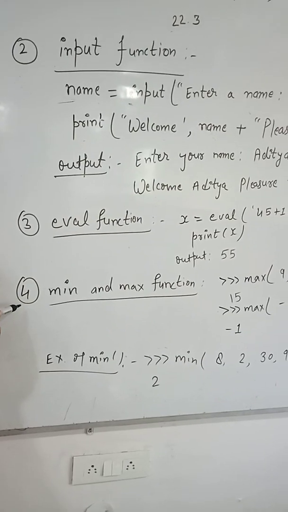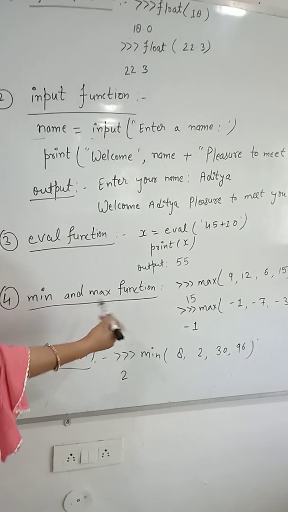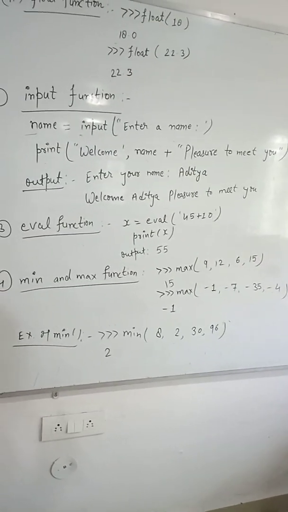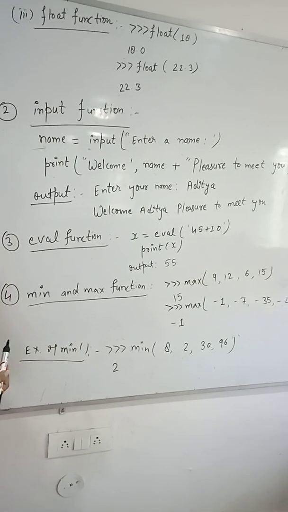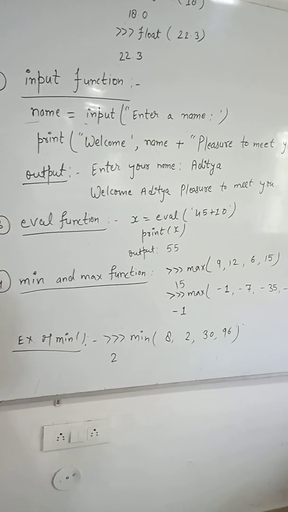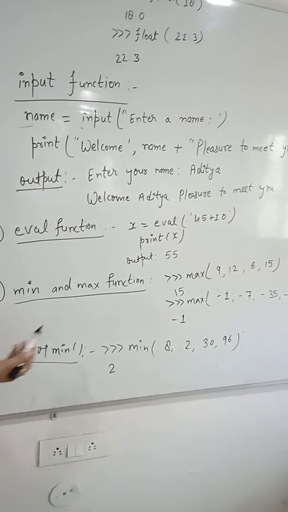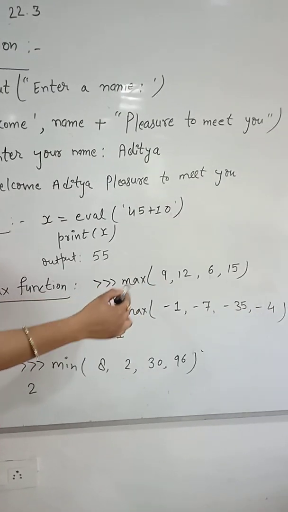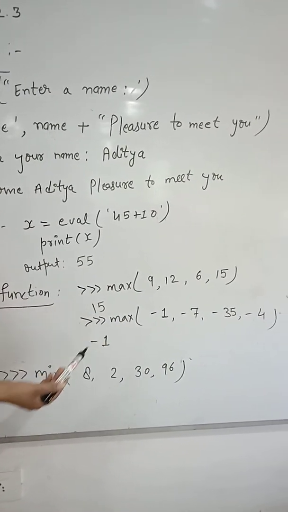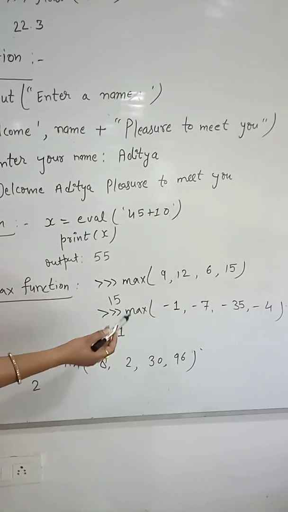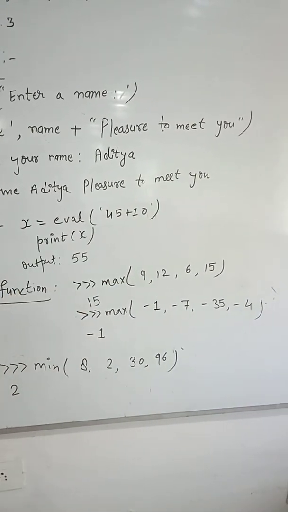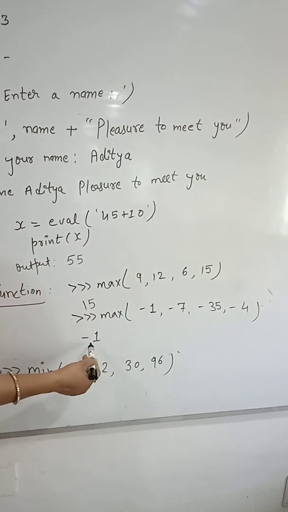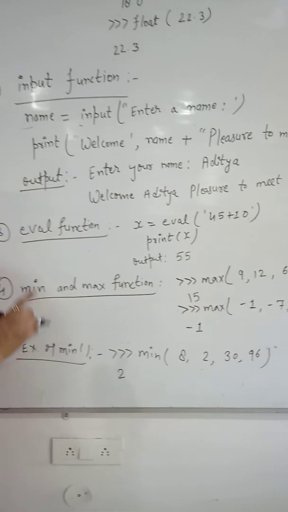The next function of built-in function is min and max function. Min and max, as the name indicates, students, min is used to calculate the minimum value, and same as that, max is used to check the maximum value. Okay, now let's see the example here. You can see max(9, 12, 6, 15). Here maximum value is 15, so simply output will be 15. Same with the negative values, -1, -7, -35, -4. When we use the max function, it will give the maximum value, that is your -1. So this is the max function.